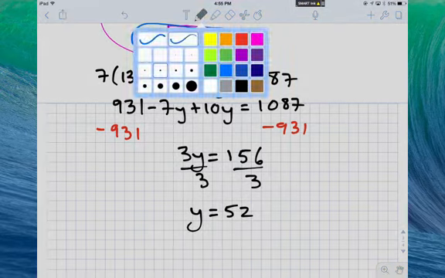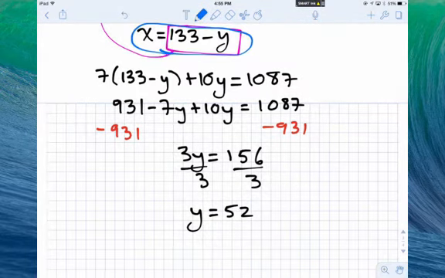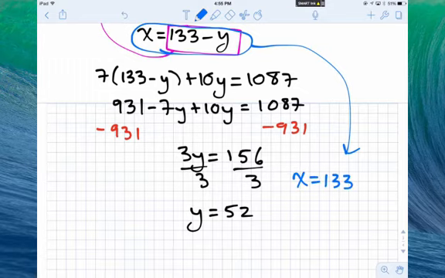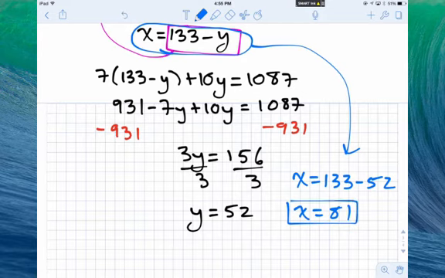Okay, and if we want to find out how many children's tickets were sold, all we have to do is take this equation up here. The number of tickets sold in total was 133. Let's take away the 52 that we know were adult tickets. And so the number of children's tickets was 81. So we should have sold 81 children's tickets and 52 adult tickets.